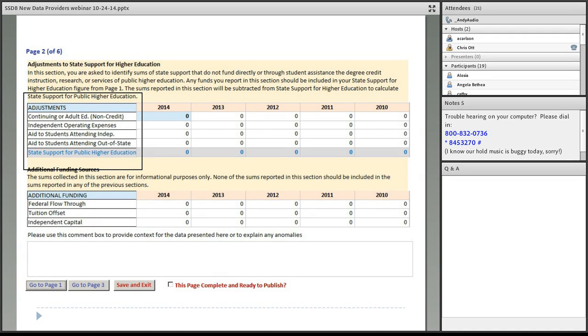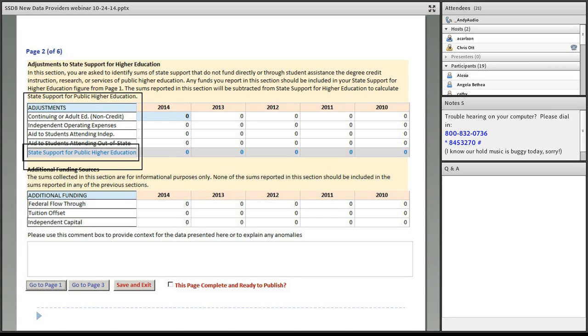And then aid to students attending out-of-state institutions. And again, not every state has any funding going to these categories, but those 4 things are subtracted from the total on page 1, and that gets us to the state support for public higher education.